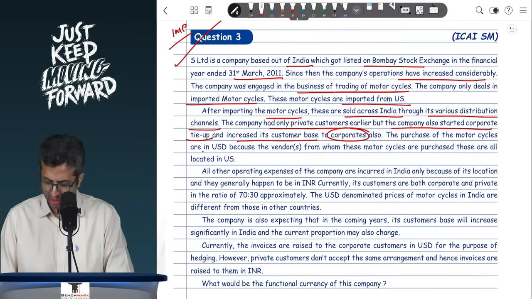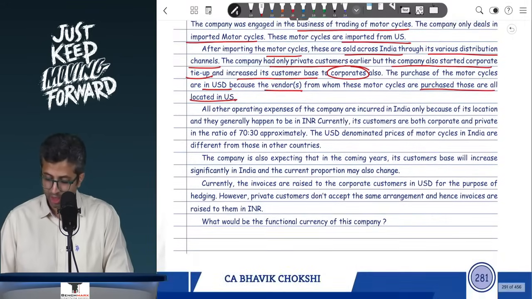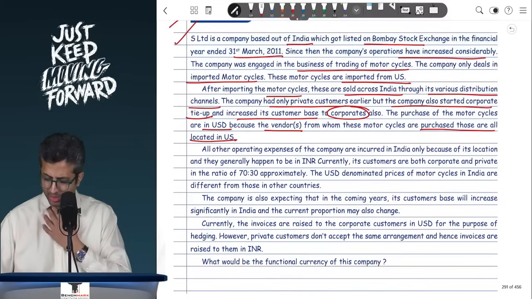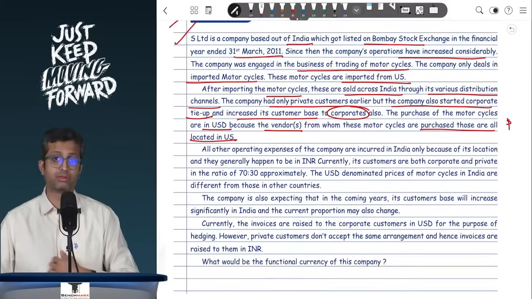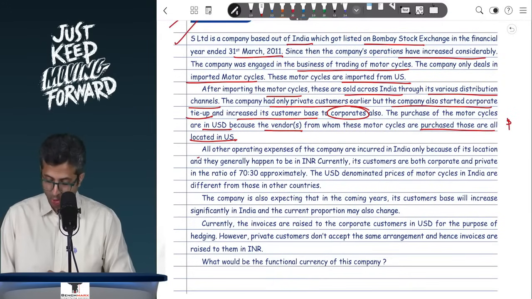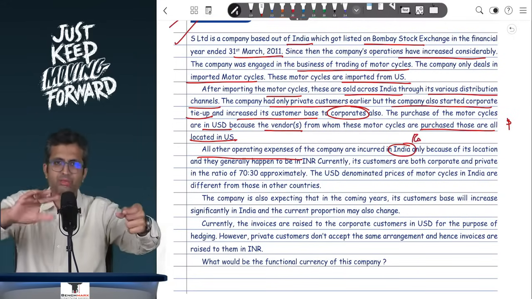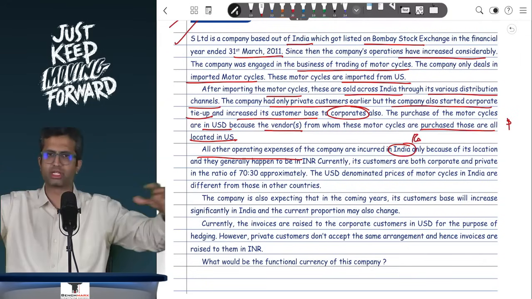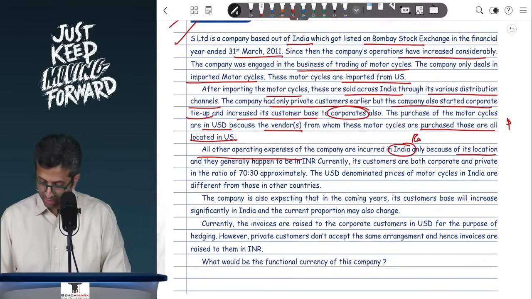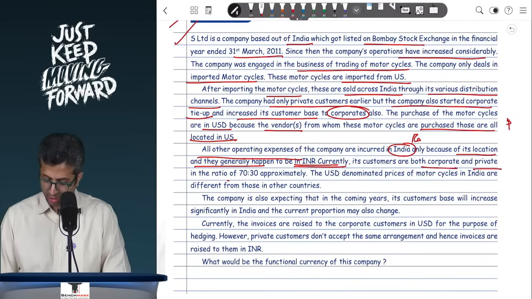The purchase of motorcycles is in USD because the vendors from whom motorcycles are purchased are all located in the US. So over here, when you look at your expenses, a part of your expense is in dollars for import of motorcycles, but all other operating expenses are incurred in India only in rupees. So there's a mix. One expense is in dollars, maybe a major expense, but all other major expenses are in rupees because of its location, and they generally happen to be in INR currency. Its customers are both corporate and private in the ratio of 70-30.